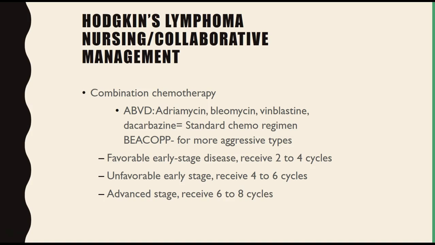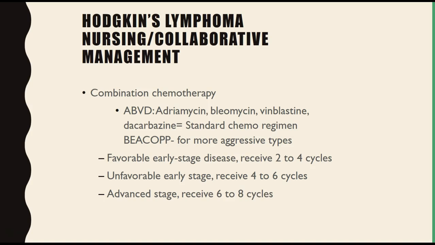BEACOPP. I don't expect you to remember the drugs that are associated with that, but that is the more aggressive type of treatment drug regimen that is used, the combination chemotherapy. Favorable means that there aren't B symptoms present. So favorable early stage disease, they will typically receive about 2 to 4 cycles of chemotherapy.